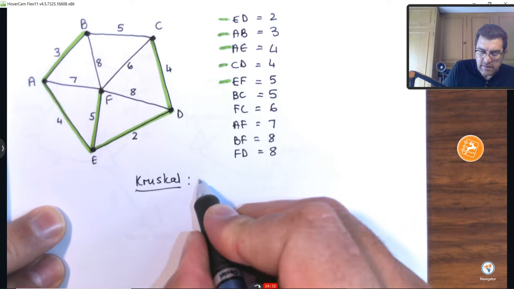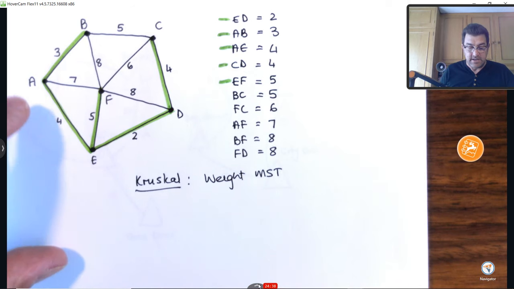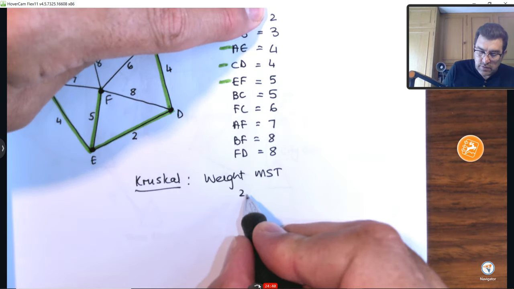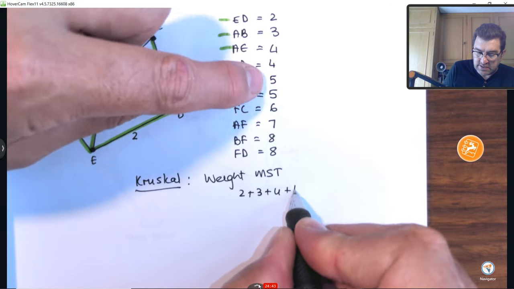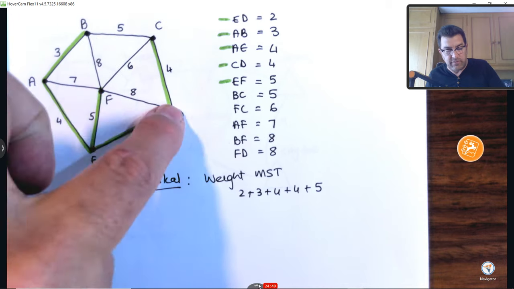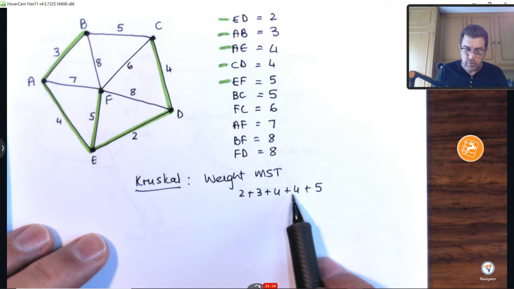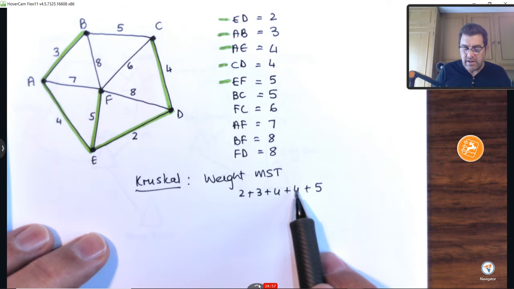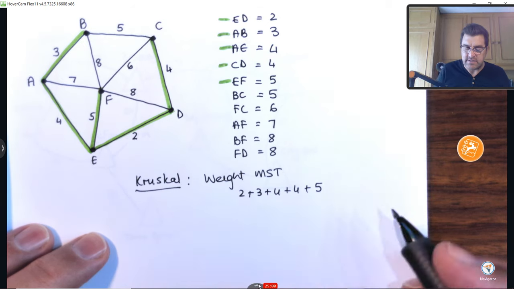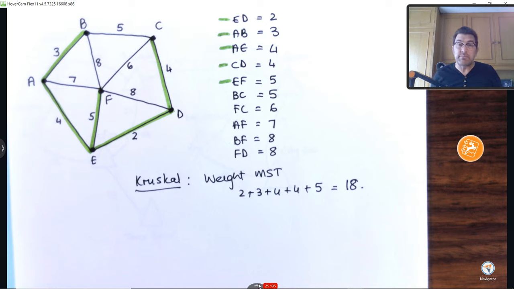Okay, we applied Kruskal. The weight then of my minimum spanning tree in this case is going to be 2 plus 3 plus 4 plus 4 plus 5. Let's just count. 1, 2, 3, 4, 5, 6 vertices. 1, 2, 3, 4, 5 edges. Perfect. 4 plus 2 is 6, 8 plus 2 is 10, plus that gives me a total weight for this optimal minimum spanning tree of 18. I think you get quite a good idea how easy this works.